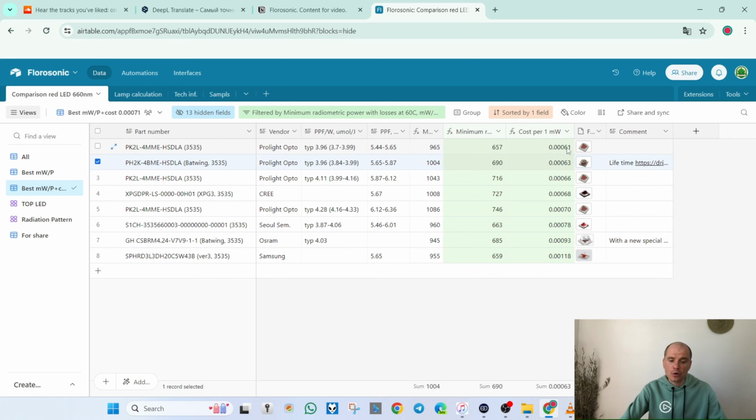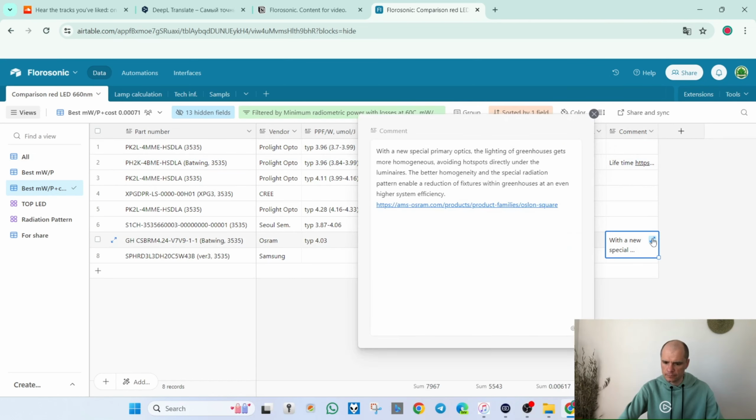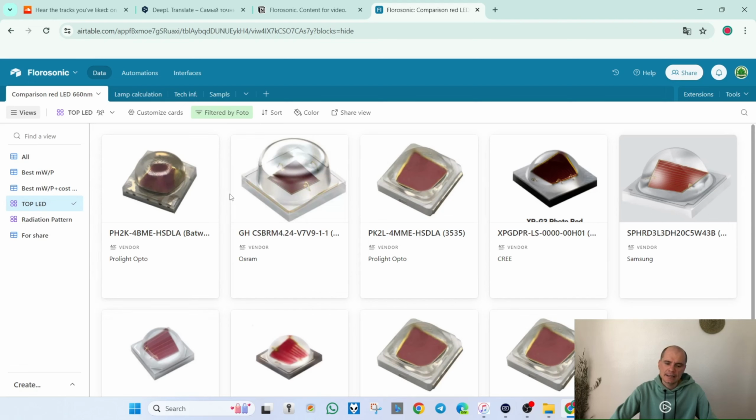Let me read what Osram says about this lens on their website. With a new special primary optics, the lighting of greenhouses gets more homogeneous, avoiding hot spots directly under the luminaires. The better homogeneity and the special radiation pattern enable a reduction of fixtures within greenhouses at an even higher system efficiency. You can check this information at this link. In the next view, I will show you what these lenses look like.